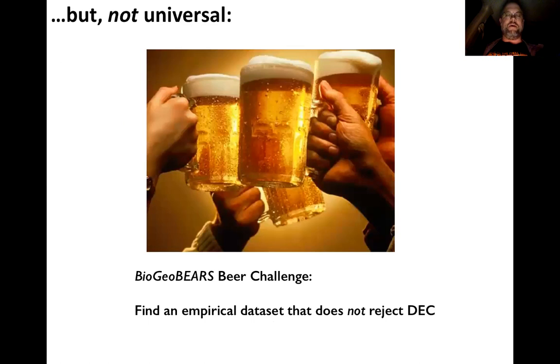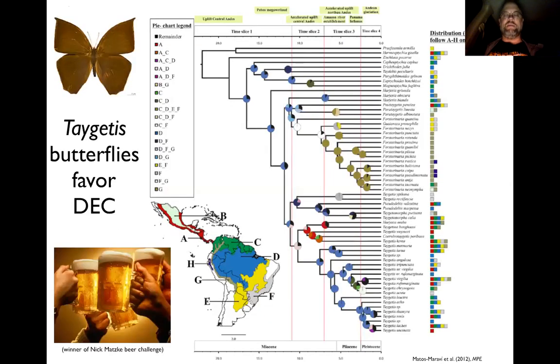I tried to point out at the time, and I've been pointing out ever since, that it is not always the case that J improves the model fit. There are a few data sets where DEC+J does not have an advantage over DEC. I even issued a beer challenge for a while to ask people to find data sets that didn't do that. It turned out I found one that didn't have an advantage for DEC+J over DEC. So here's one, Tagetes butterflies. This was cited in Matzke 2014. I've cited it in many talks.